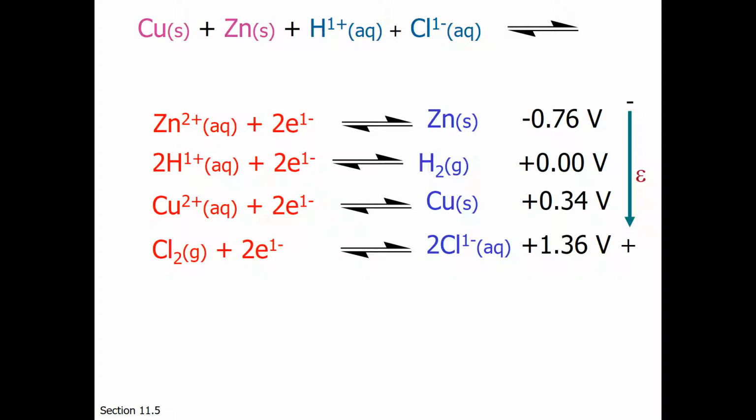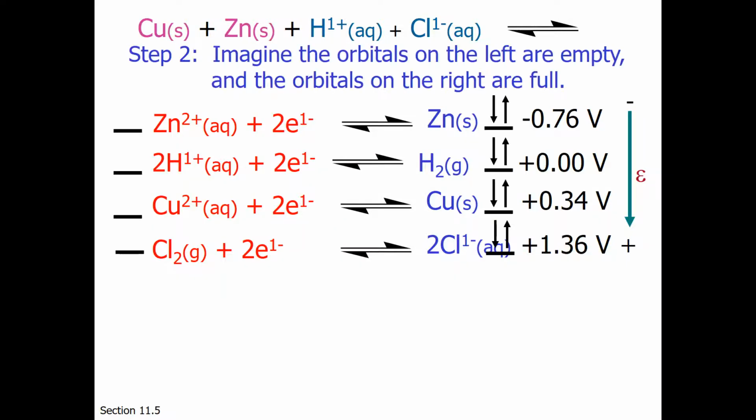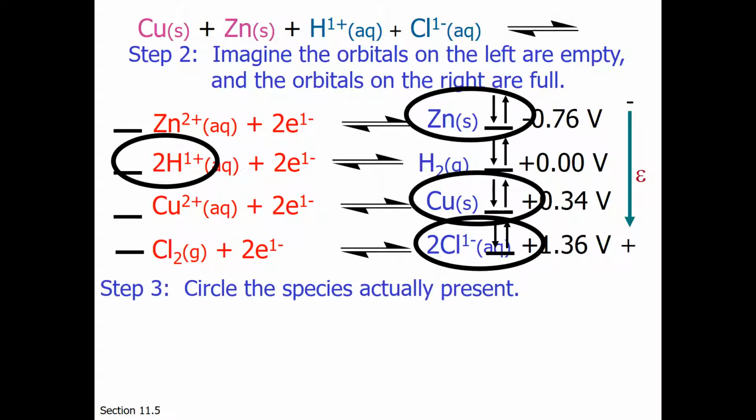Can you remember the second step? It's to imagine the orbitals on the left are empty because these are our oxidizing agents, and the orbitals on the right are full as our reducing agents. The ever-important step 3. Circle the species actually present. We have copper solid, not copper 2+. We have zinc solid, not zinc 2+. We have H1+, and we have chloride ion.